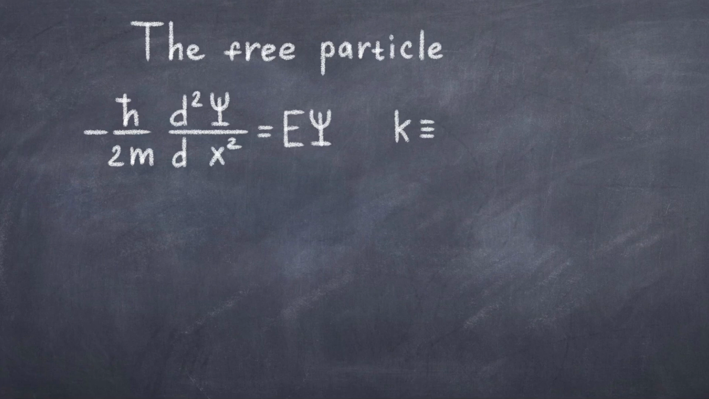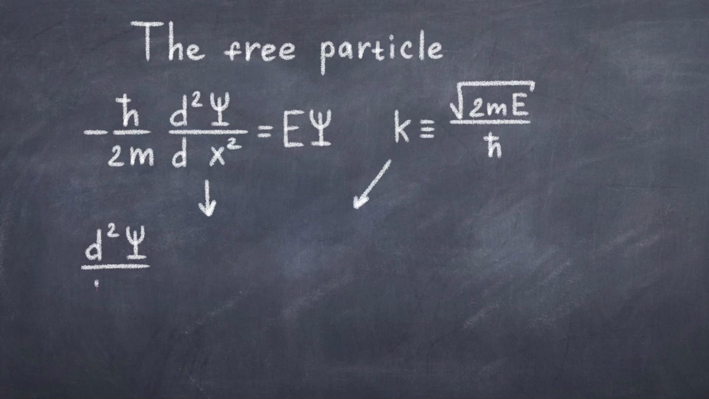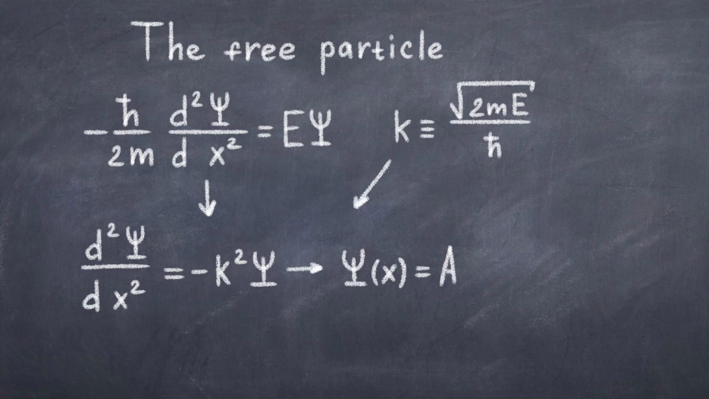Since the potential is 0, the Schrödinger equation becomes minus h bar squared over 2m times the double derivative of psi with respect to x is equal to E psi. And we can actually make it look a bit more like the classical equation of a spring by defining k such that k is equal to the square root of 2mE divided by h bar. And this allows us to rewrite the Schrödinger equation as the double derivative of psi with respect to x is equal to minus k squared times psi. In this form it is just like the equation of motion of the classical spring.